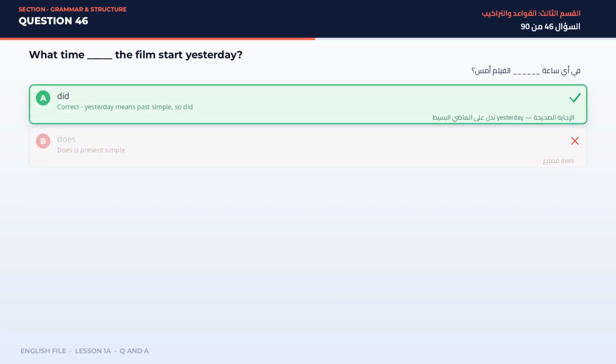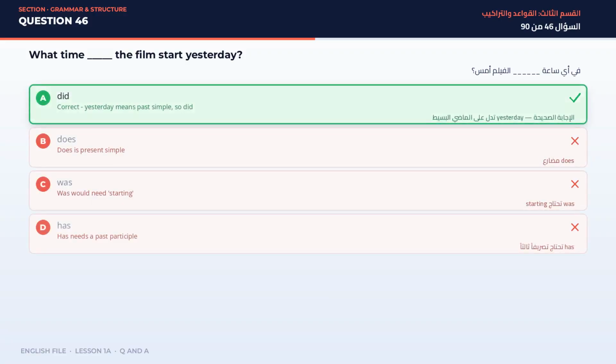Question 46. The answer is A, did. Yesterday means past simple, so did. Not B, does is present simple. C, was would need starting. D, has needs a past.